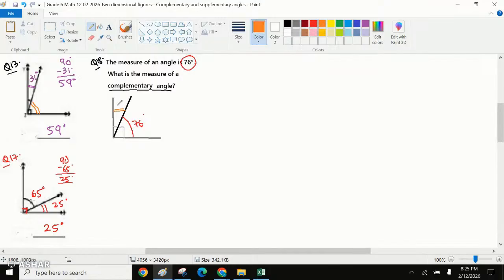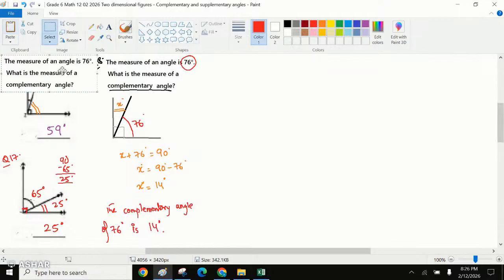That would be a statement. So we can say x over here, x plus 76 would be equal to 90, and x would be 90 minus 76, and the complementary angle of, I'll write in a statement also, the complementary angle of 76 is 14 degrees. Agreed? We can give a statement, we can write the working, okay?